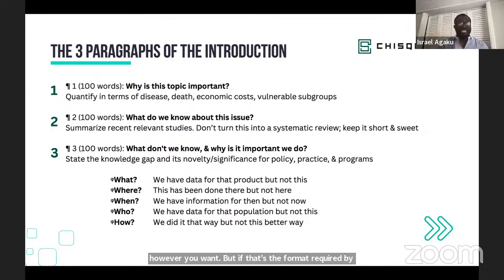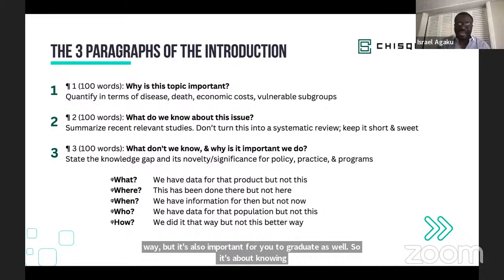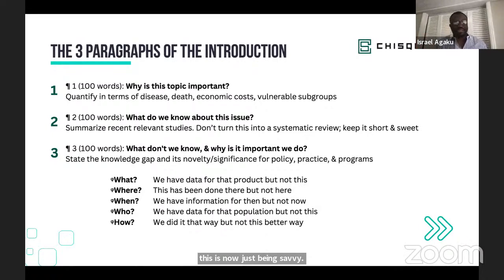If the institution requires that a title must be 50 words, please, by all means, make it that. But you should also know that when you graduate and come into the real world, the rest of the world doesn't align with your school standards. They do things differently. So it's good for you to know how to do things the right way, but it's also important for you to graduate. It's about being savvy and knowing how to satisfy your institution, but also learning how to do the right things.